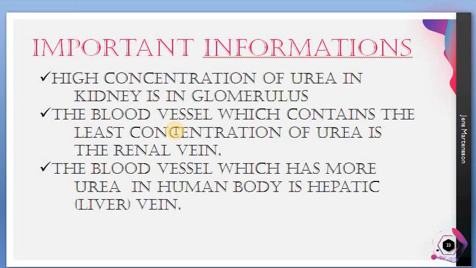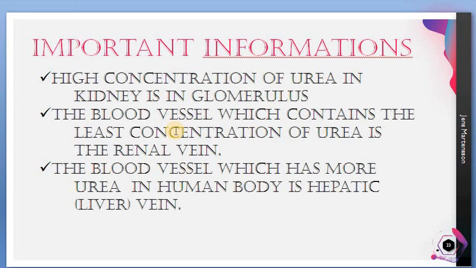Okay, and the next one, the blood vessel which contains the least concentration of urea is the renal vein. Just think about that. When the blood vessel leaves a nephron, all the urea has been drained into the glomerular filtrate, right? So the blood in the renal vein is literally with no urea, right? So the blood vessel which contains the least concentration of urea has to be the renal vein.